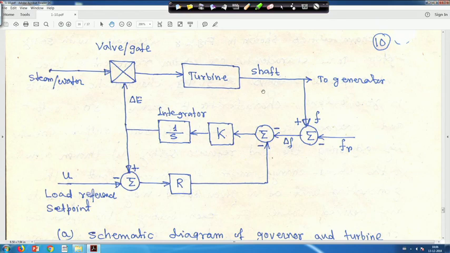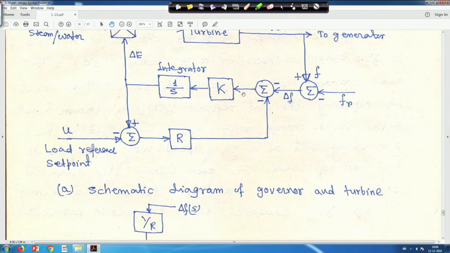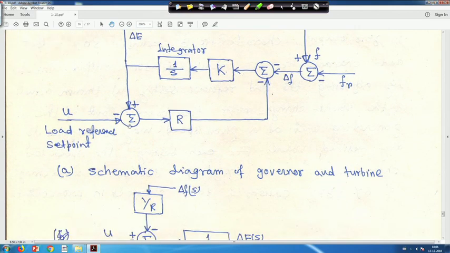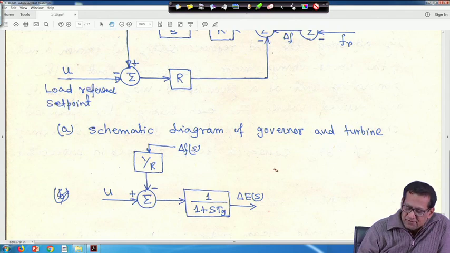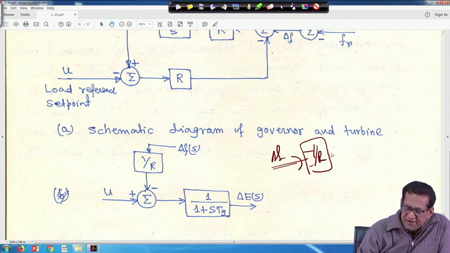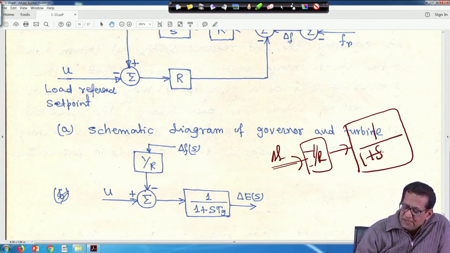So, the schematic diagram, governor and turbine. Now, if this u is there in a previous diagram, when we reduce this one, it was like this. Now this u is added. In the previous diagram, this was minus 1 upon R, this was delta f, and this one is 1 upon 1 plus s T g, and this is delta E s, or delta E.